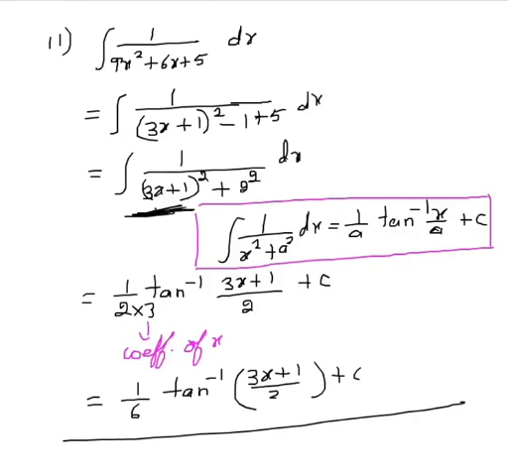Otherwise, it is a better practice to take out the constant 9, the coefficient of x square, out and then complete the squares. But you will have fractions. Final answer will be the same.